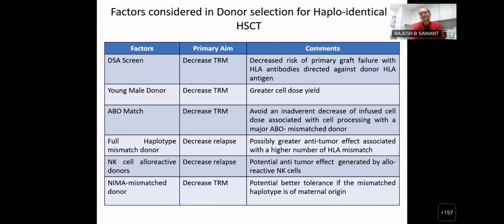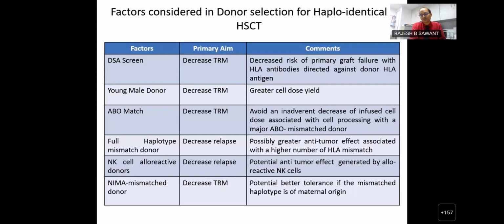So in the donor selection, apart from your routine donor-specific antibody screen and a proper matching of the HLA types, you do a high resolution typing of the donor and the recipient and a full proper match. Or if you don't have a full 100% match, then you do a haplotype mismatched donor transplant, etc.